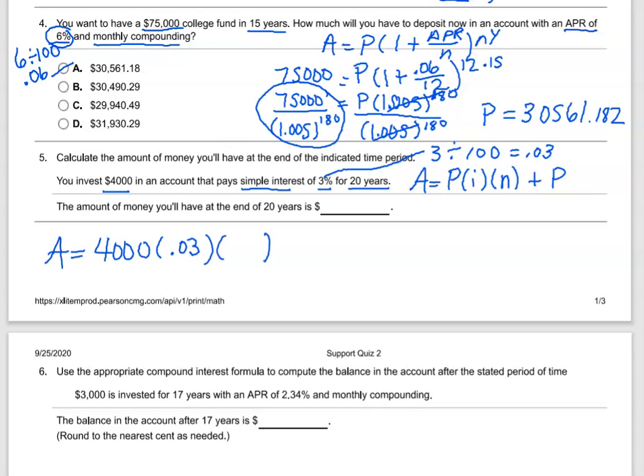N in this formula is not the number of times it happens per year, because in simple interest it doesn't compound. You don't have a number of times it's going to happen per year because it's simple interest. So N here is just the years. So 20 plus my principal. Okay, and then that, you can type it exactly like that in the calculator.